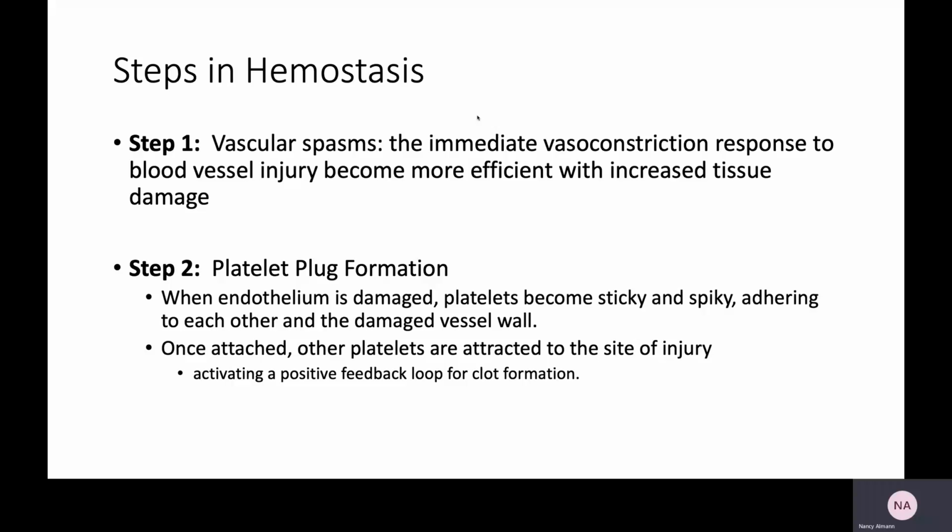When that endothelial wall is damaged, platelets will start to become sort of sticky and sort of spiky, and that means they'll adhere to each other and the damage in the vessel wall. Once they're attached, other platelets are going to be pulled into and attracted to the site of injury. And that's actually a positive feedback mechanism in order to help with clot formation.